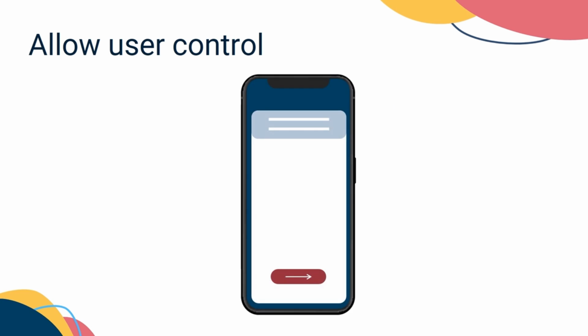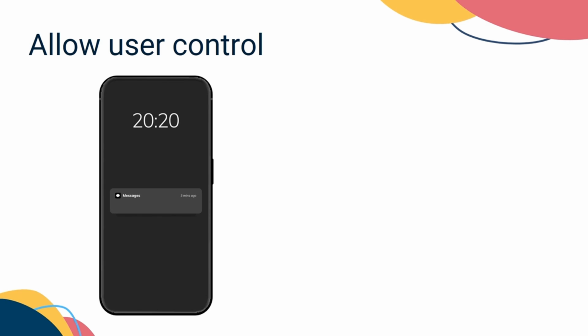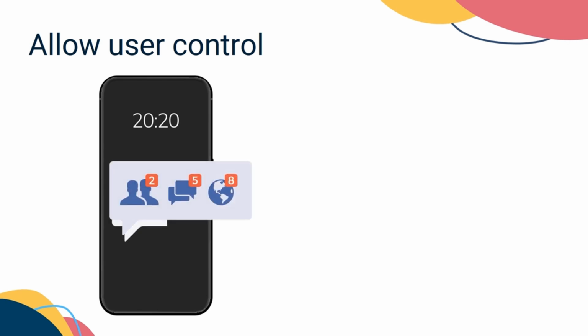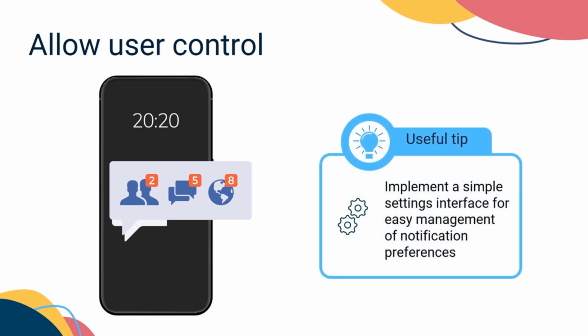Users appreciate being able to manage their notification preferences. Providing customization options enhances their experience and reduces frustration. For example, a social media app could let users select their preferred notifications, like friend requests, likes, or comments. This ensures they only get updates that are important to them. Here's a useful tip. Implement a simple settings interface within your app where users can easily manage their notification preferences.